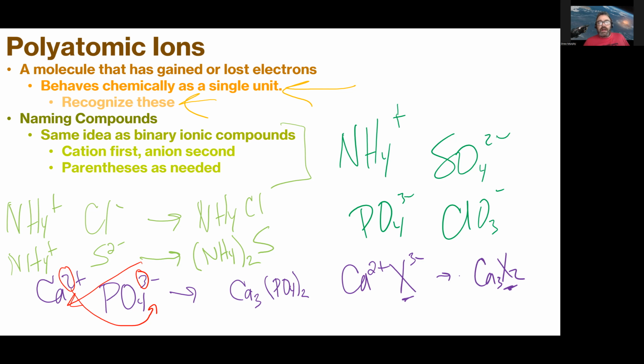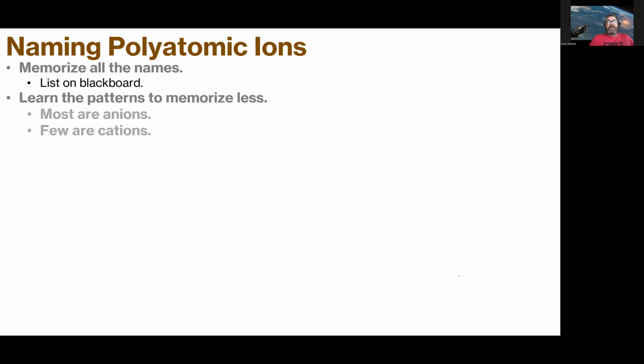All right, let's dive into naming so we don't have to say PO4 or SO4 all the time. We can start using names of stuff. There's a ton of these. There are probably, I was going to say millions, at least thousands of polyatomic ions. I'm not going to make us know all of them. There's a list, and I want you to know the list.